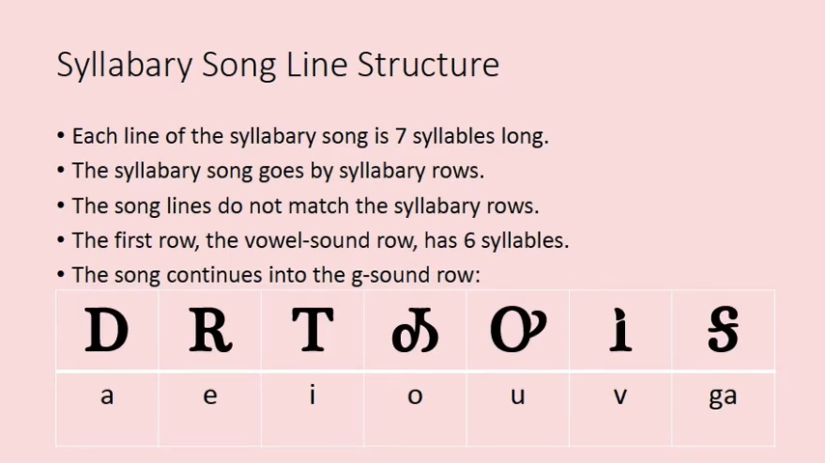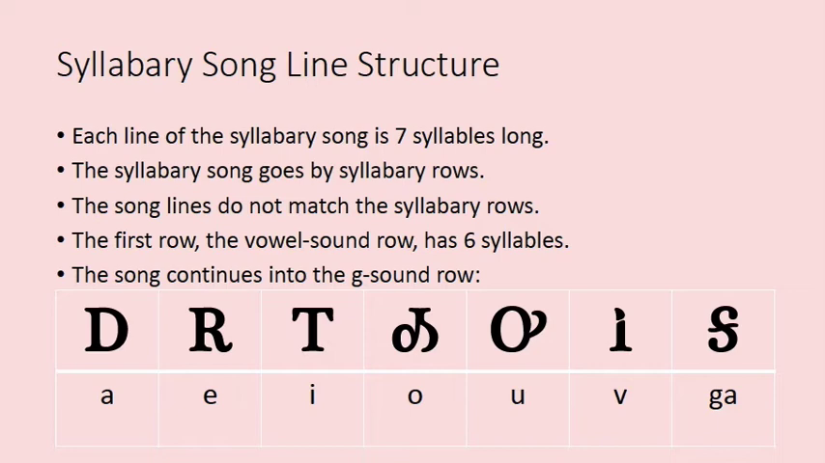The syllabary song line structure is a little bit different from the syllabary layout structure. That first line, the ah line, ah, a, e, o, u, has 6 syllables, but the song is 7 syllables long. So there's a disconnect between the structure of the syllabic system laid out and the syllables of the song. The song lines do not match the syllabary rows, but the syllabary song goes by syllabary rows. So you're singing row by row, but the song lines and the syllabary rows don't match exactly.